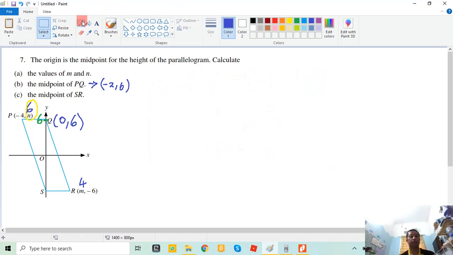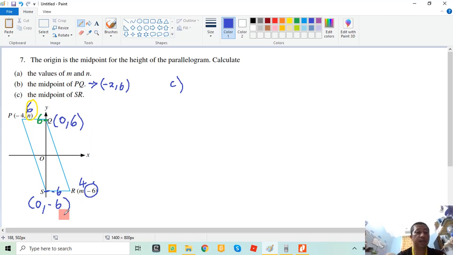Question C. First we need to determine point S and the coordinates for S. Point S is on the y-axis, therefore x equals 0. What is the value of y? The value of y is the same as this one, which is negative 6, because this point here is actually negative 6. Negative 6 refers to y.